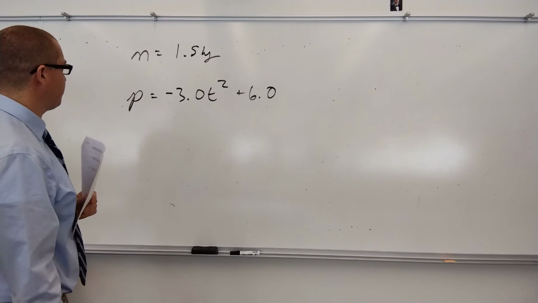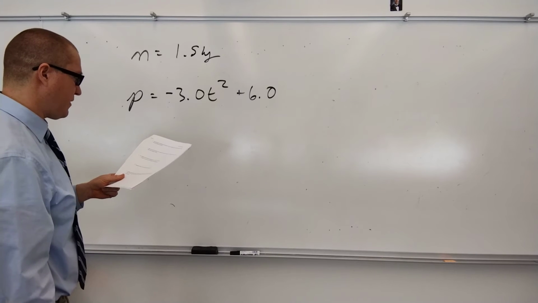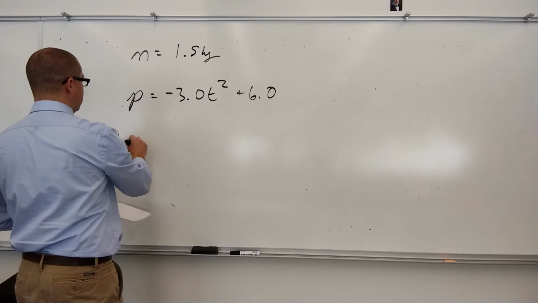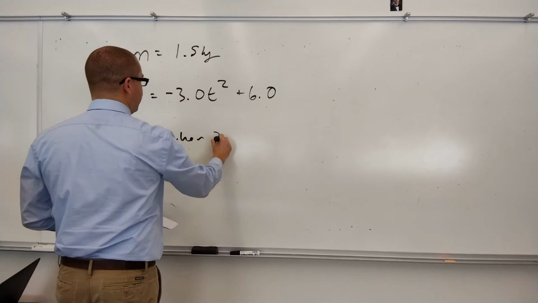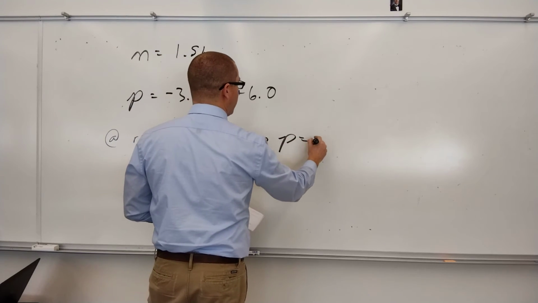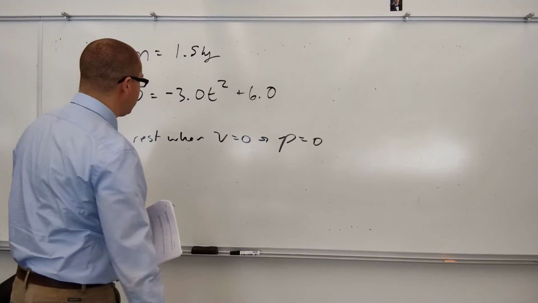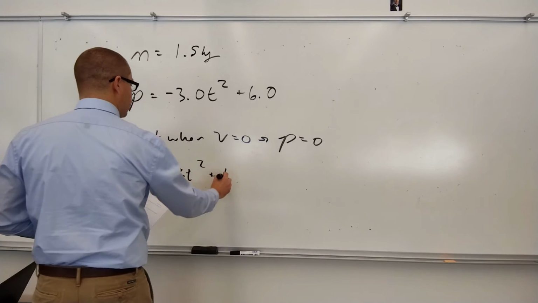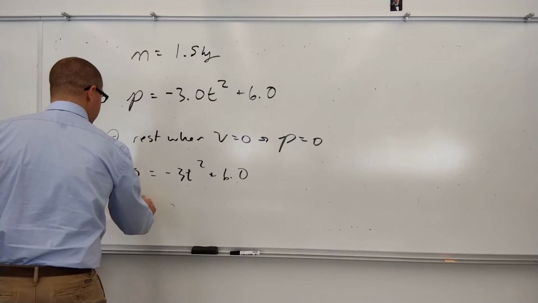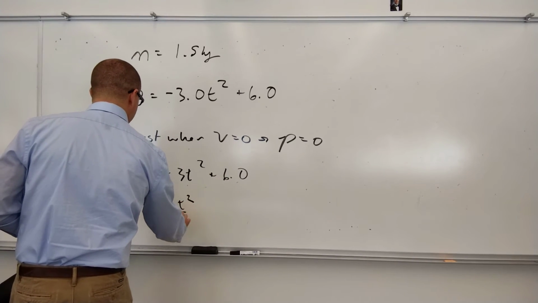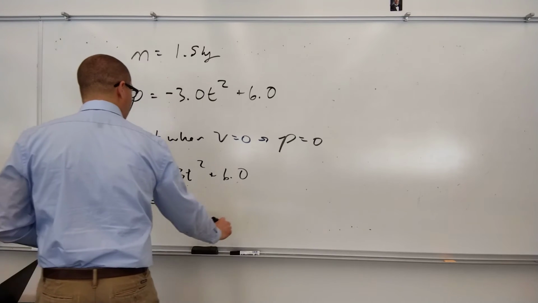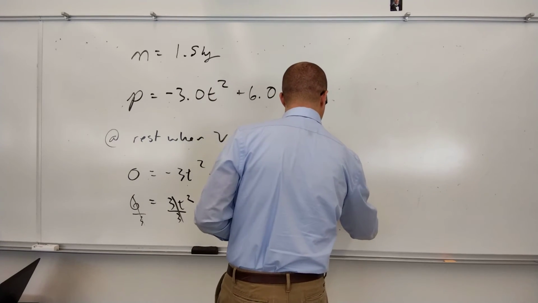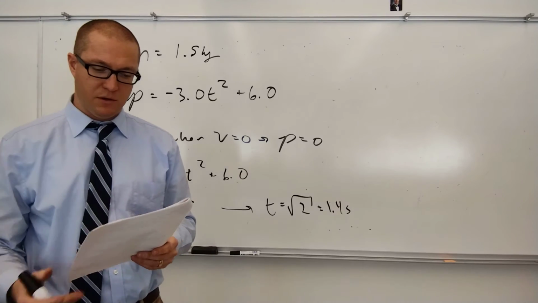So there's a momentum function. It asks us to determine at what time the object will come to rest. So it's at rest when v equals 0, which is also when the momentum equals 0, right? So 0 equals negative 3t squared plus 6. So 6 equals 3t squared, divided by 3 on both sides. I get t equals radical 2, which is like 1.4 seconds or so when it comes to rest. All right.